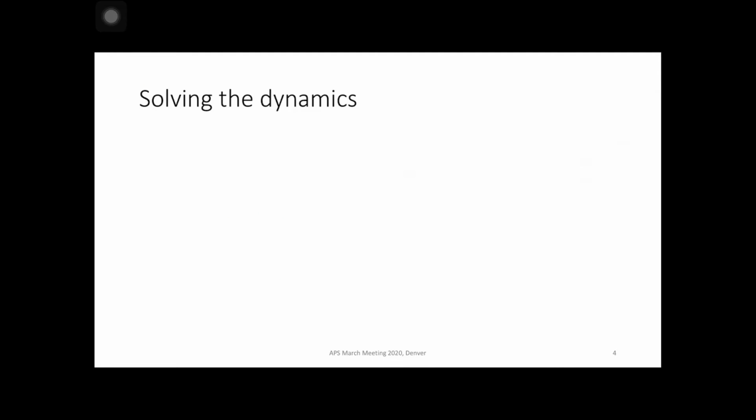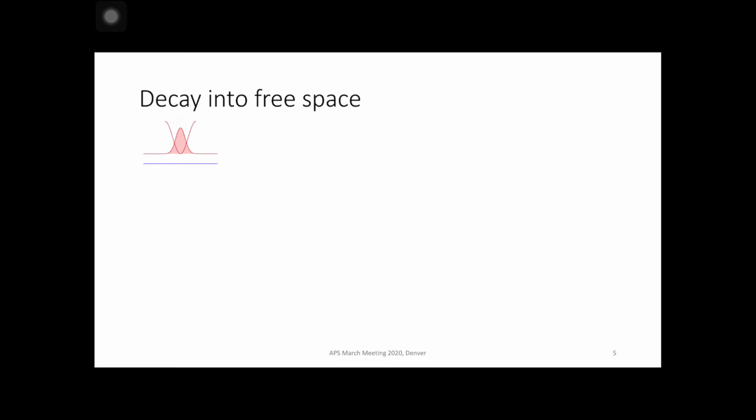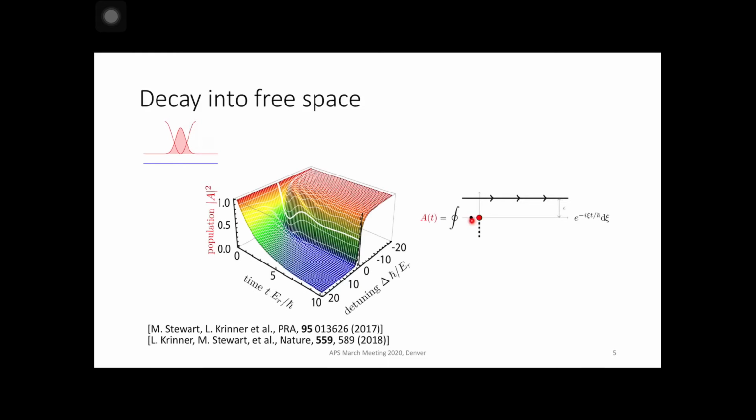To solve the dynamics, one just needs to expand the atom's wave function in the basis of red and blue states and solve the Schrödinger equation via Laplace transform. The subsequent inverse Laplace transform might look imposing, but it can be solved as any other complex path integral by using the residue theorem, as we will see next. In the previous scenario, the inverse Laplace transform has some simple poles and a branch cut.